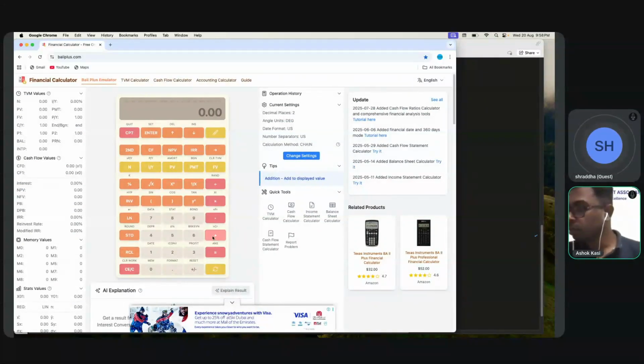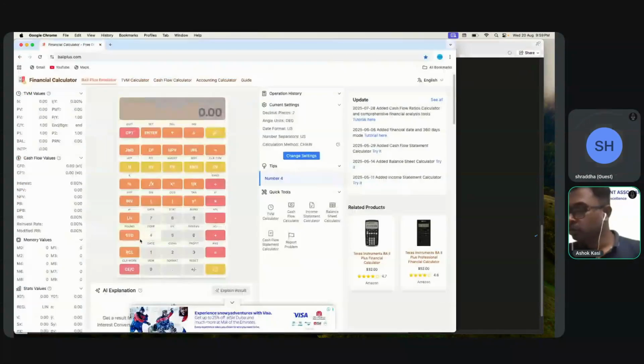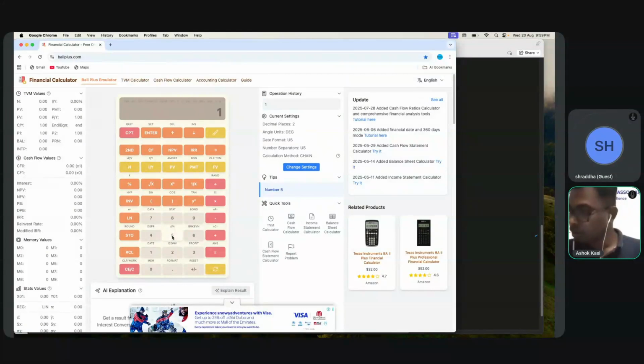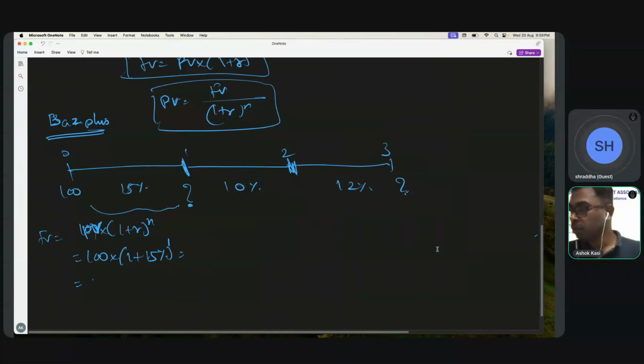Okay. So here, how to use this calci now? So this is present value into 1 plus r raised to n. So you start from within the bracket. Within the bracket, start from the end, 15 percentage. 15 percentage plus 1 into 100. So 15 percentage plus 1 equal to 1.15. So 1.15 raised to 1.